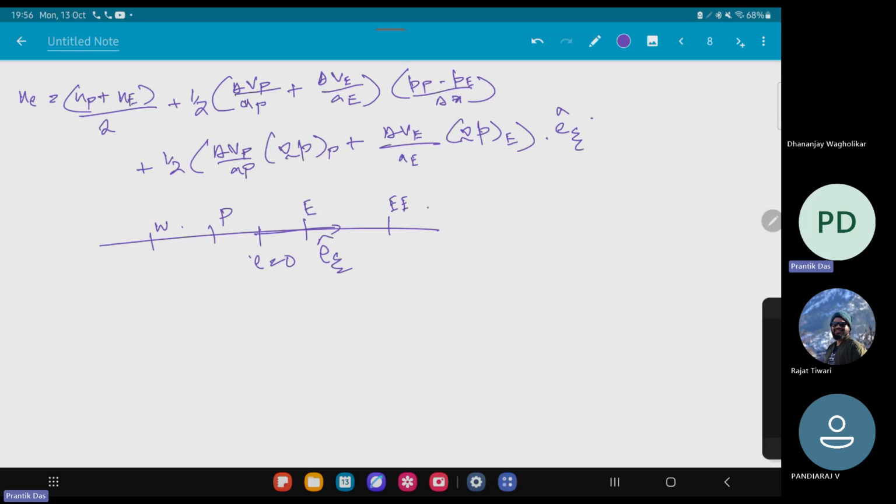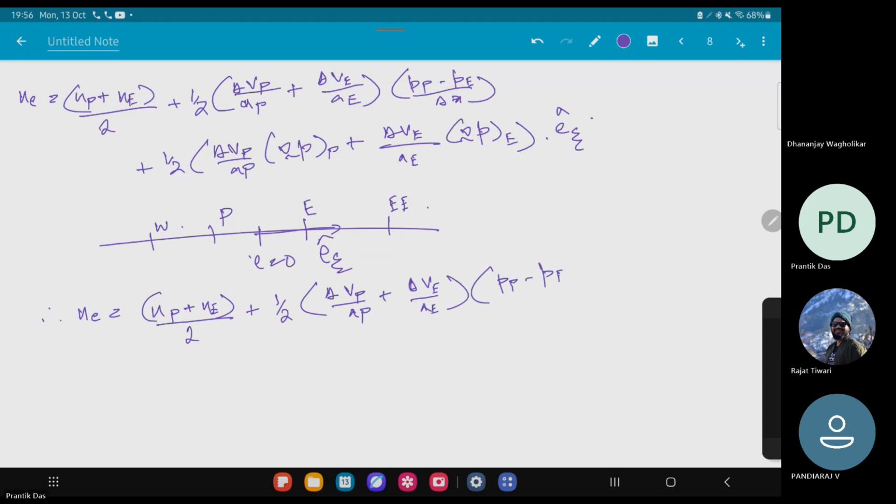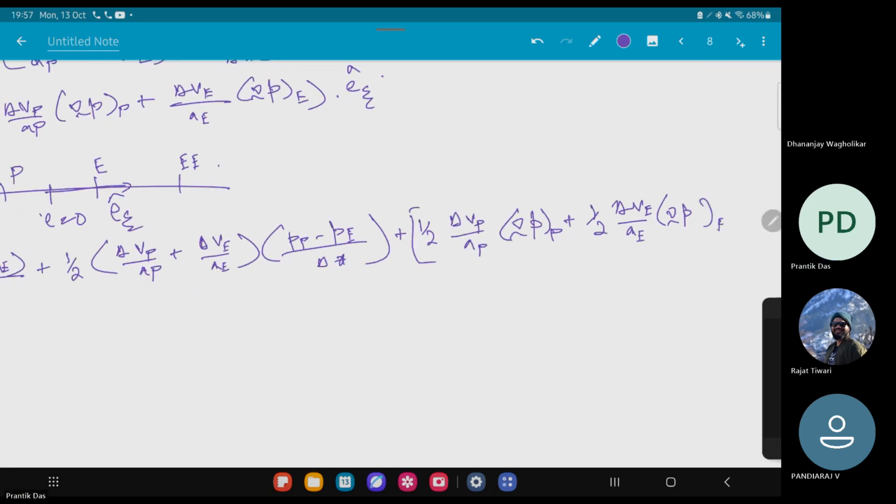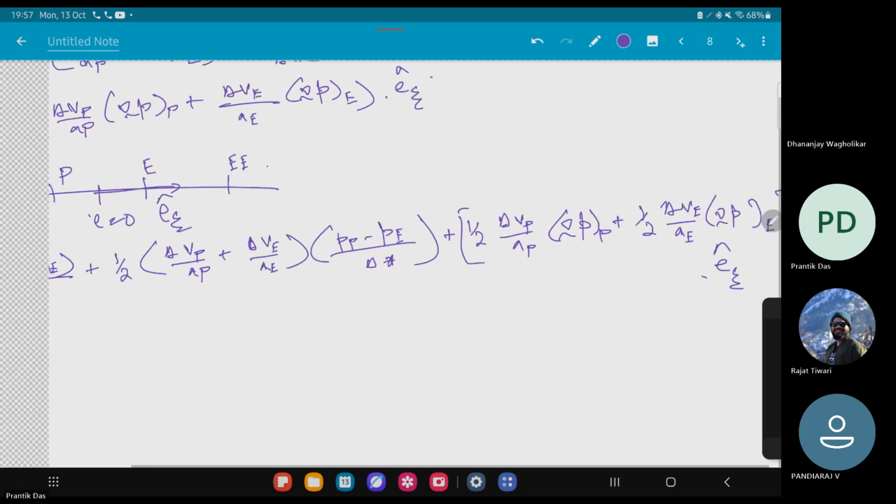So therefore, similarly, we can write it to be like, therefore, Ue equals to UP plus UE divided by 2, sorry, plus half of delta VP by AP, delta VE by AE, PP minus PE divided by delta zeta plus half of delta VP by AP grad of PP plus half of delta VE by AE grad of PE dot e of zeta. Okay.